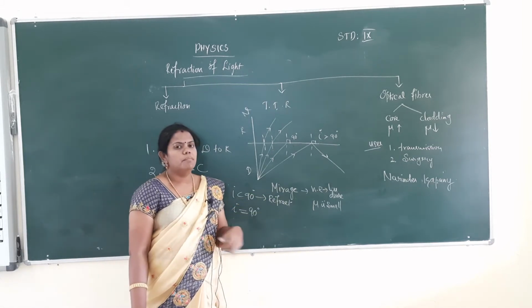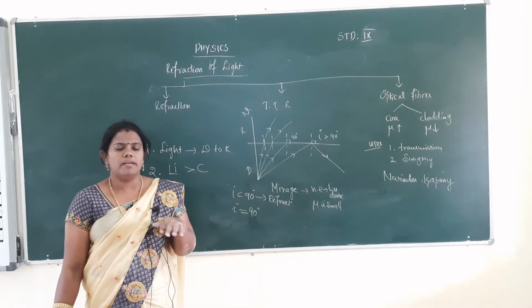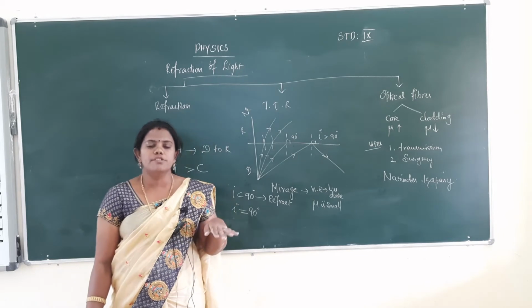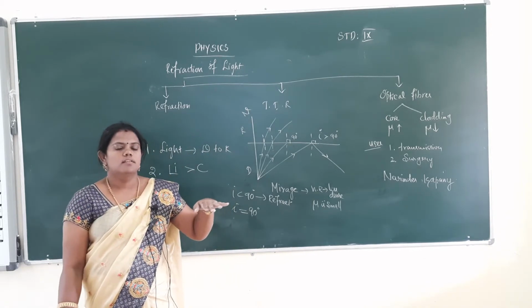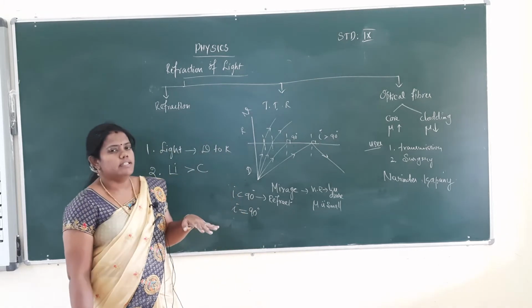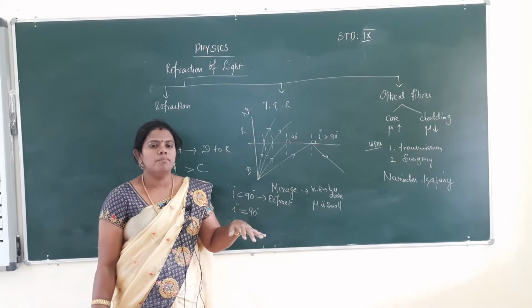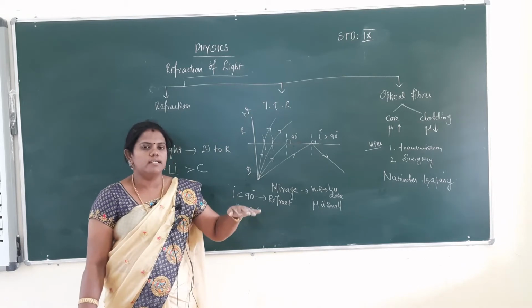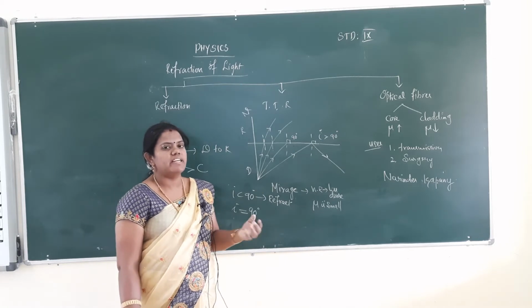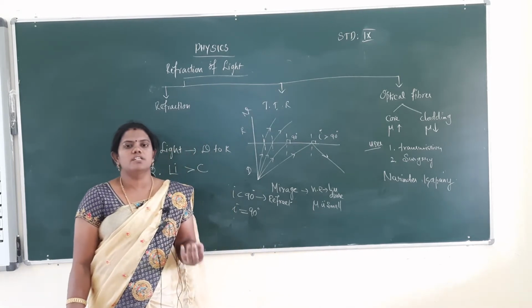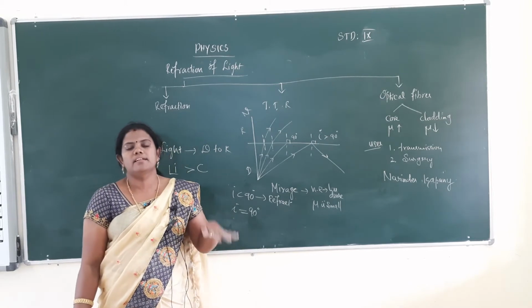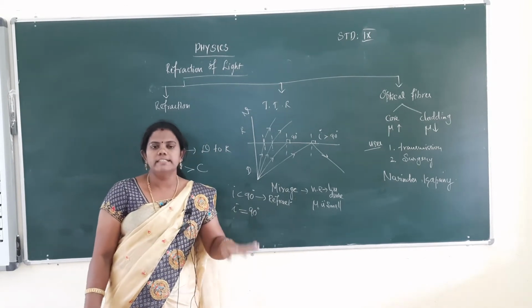Then mirage. You already know mirage, in Tamil it is called conally. In the summer days you see on the road some water body appearing, because in the hot summer season the air near the road is much hotter than the air above. The hotter air has less density, so a smaller refractive index. So the refractive index will be small, and automatically only total internal reflection is done.